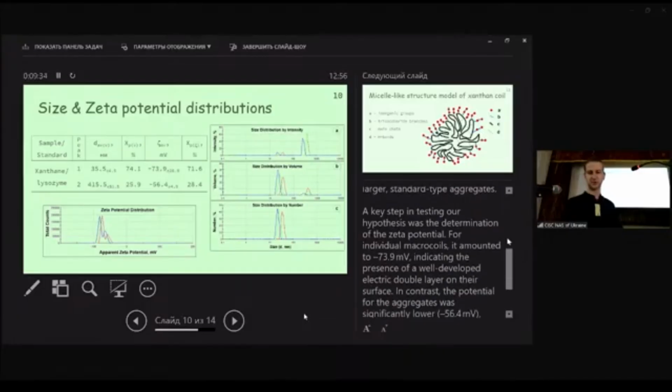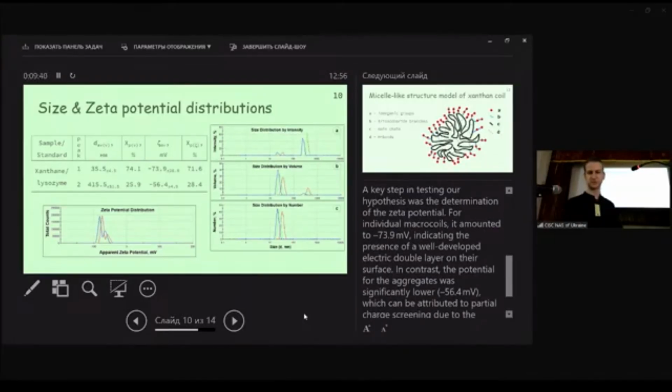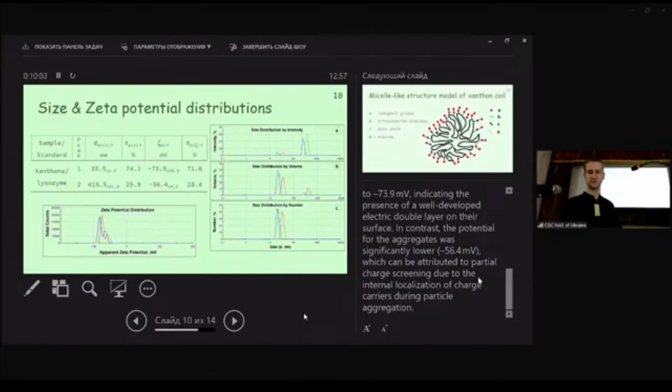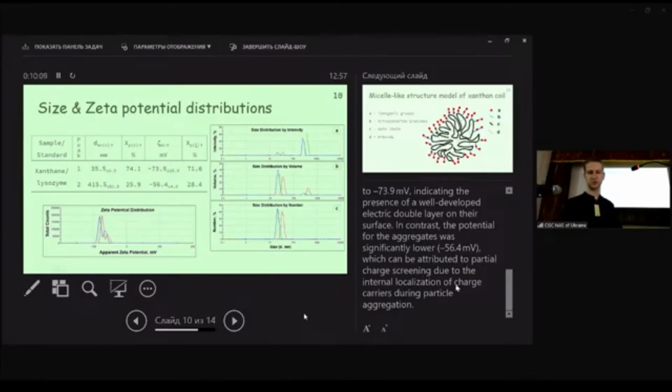A key step in testing our hypothesis was the determination of the zeta potential for individual macrocoils. For individual macrocoils, it amounted to minus 73.9 millivolts, indicating the presence of a well-developed electric layer on their surface. In contrast, the potential for the aggregates was significantly lower, minus 56.4 millivolts, which can be attributed to partial charge screening due to the internal localization of charge carriers during particle aggregation.